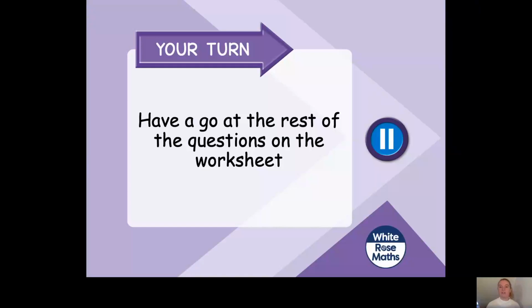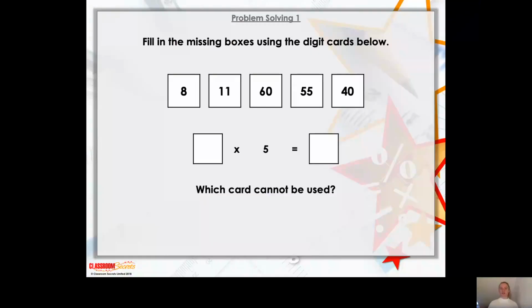Okay, Year 2, let's do the last little bit of our lesson. So we're going to do some problem solving. Now, we've got some missing gaps like we did earlier, but this time we've got 2 missing gaps. We've got some potential numbers that we could put in each gap. Okay, so the first one, let's try putting the number 8 in the first gap. So 8 multiplied by 5.